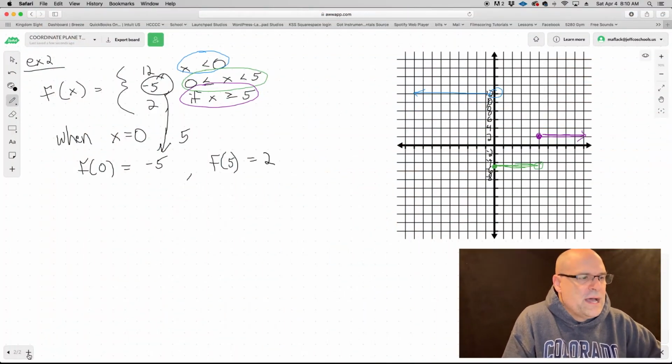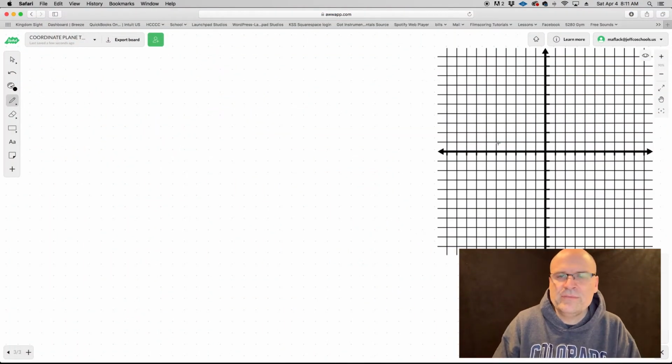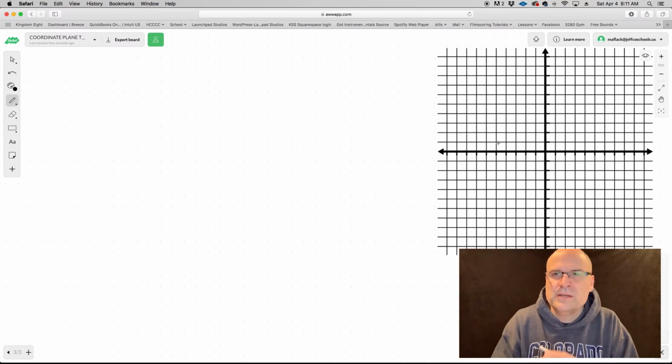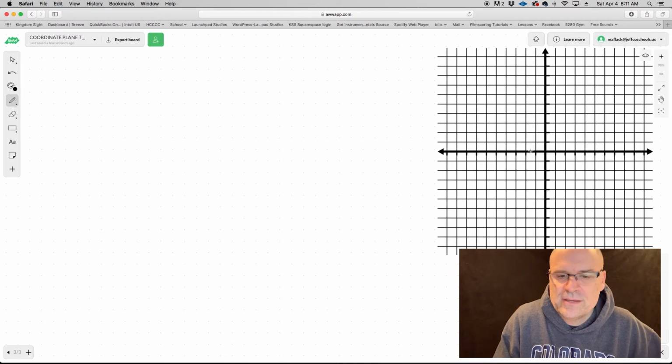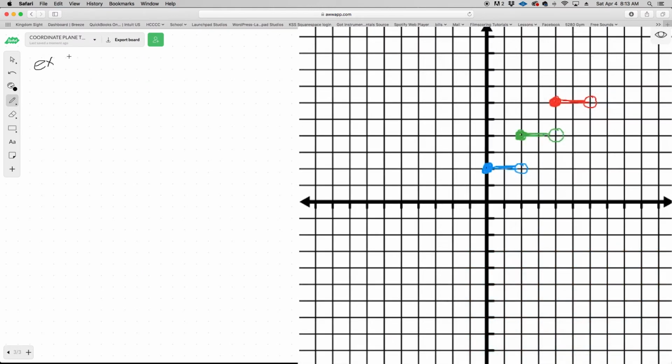Okay, so let's go the opposite way. Let's say we have a graph and we have to write the piecewise function. Okay, so let's see what the graph looks like. I made it a little bit easier and put some color to it. So let's just see if we can write this function. Let's look at it first.